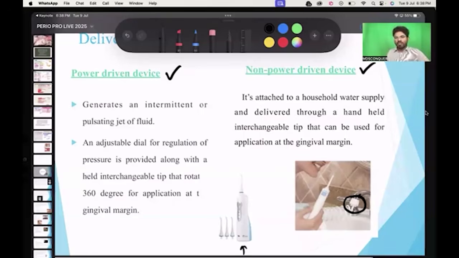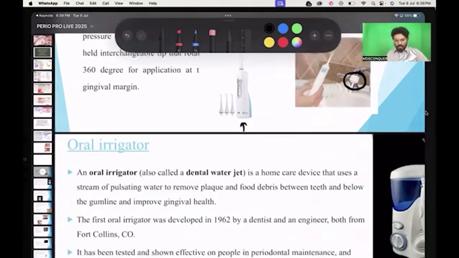The use of power driven is that it is going to produce the water or the irrigant in an intermittent or pulsating jet of fluid, with lots of power, so the cleaning can be more. Whereas non-power driven devices are attached to the water outlet that is available in your home. That is, it is attached to the household water supply. Simple difference, just the basics.